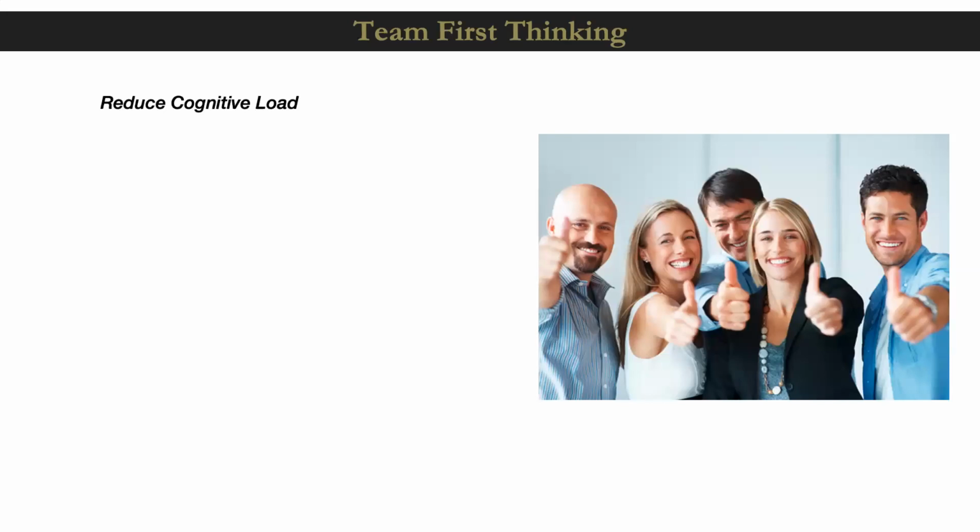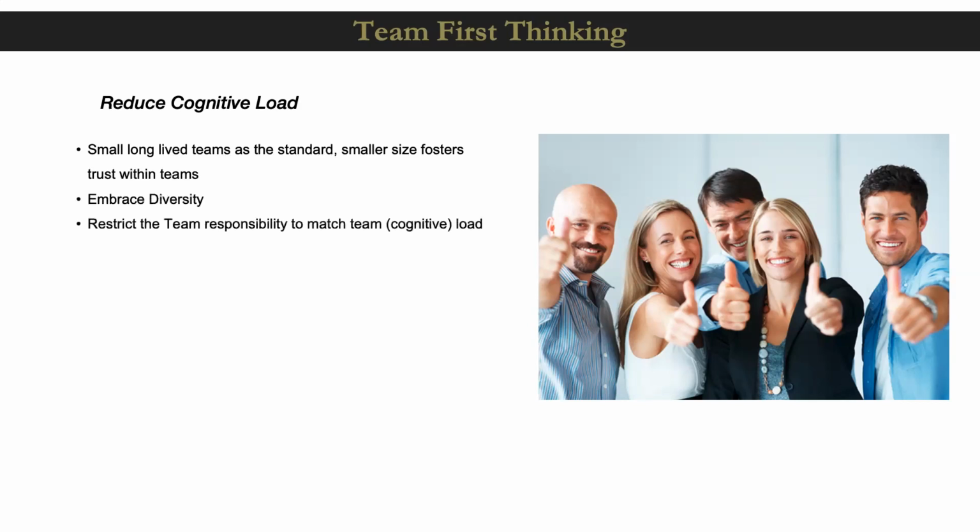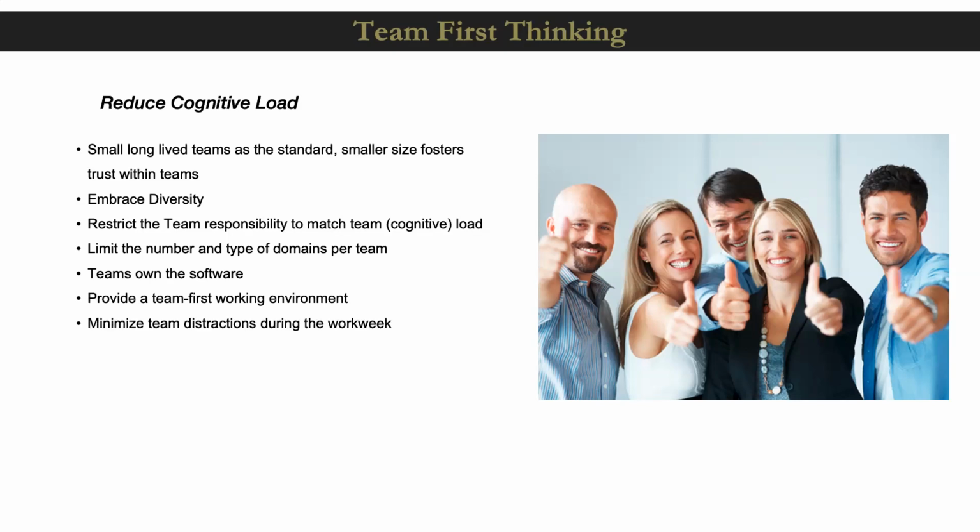A few other approaches to create this team-first thinking environment and reducing the cognitive load can be done by creating teams that are small, which can foster trust. Because small teams, and especially the long-lived teams, if the teams do not have a lot of churn, they're able to set in themselves in a particular pattern and maintain that pattern, embracing diversity, and restricting the team responsibility to match the cognitive load, limiting the number of domains that are being worked on by a particular team. Teams own the entire software from development all the way to maintaining the software. Creating a team-first working environment, minimizing the distractions, and changing the management style to focus on the outcomes.